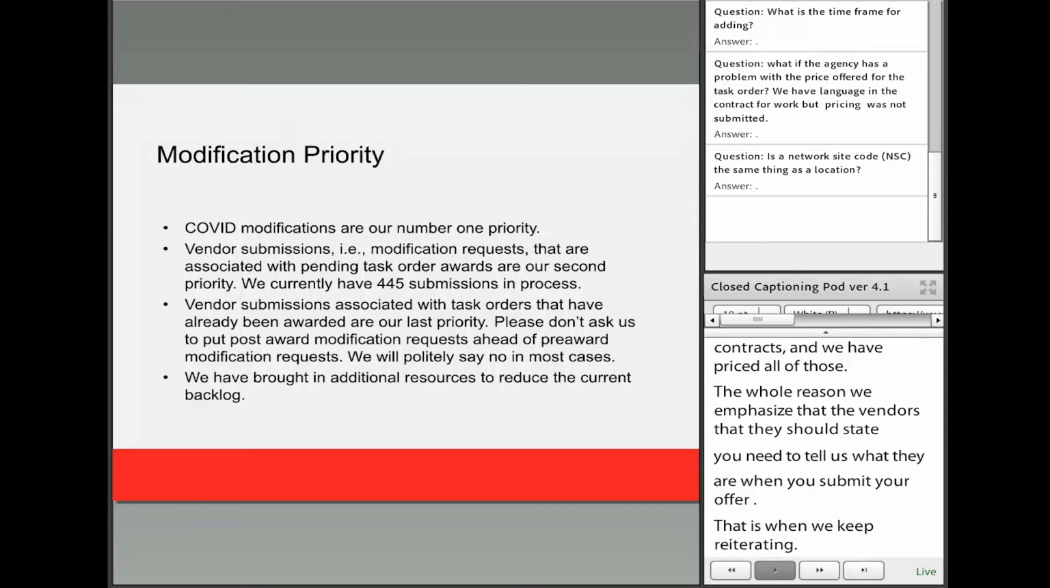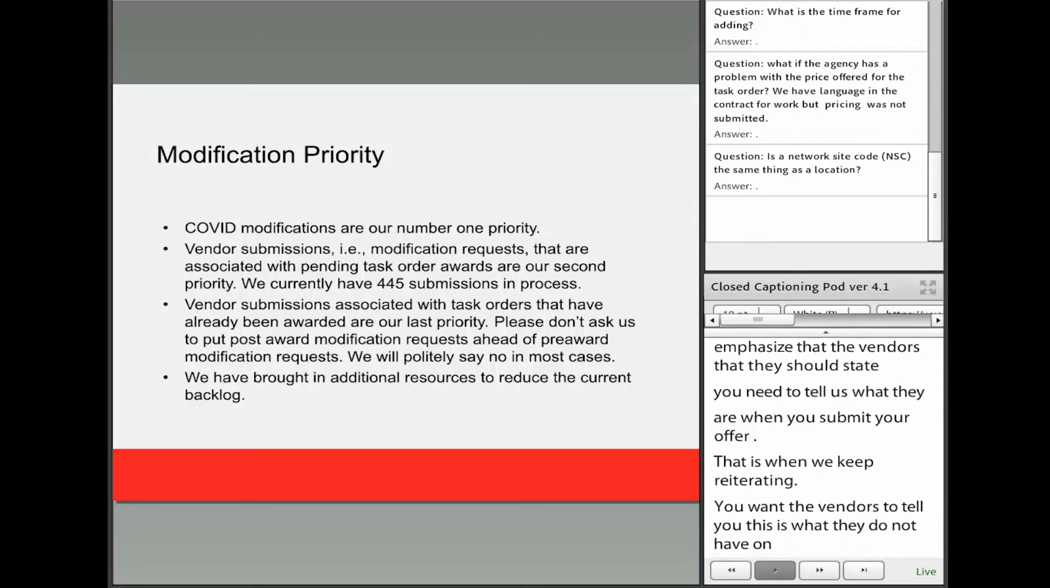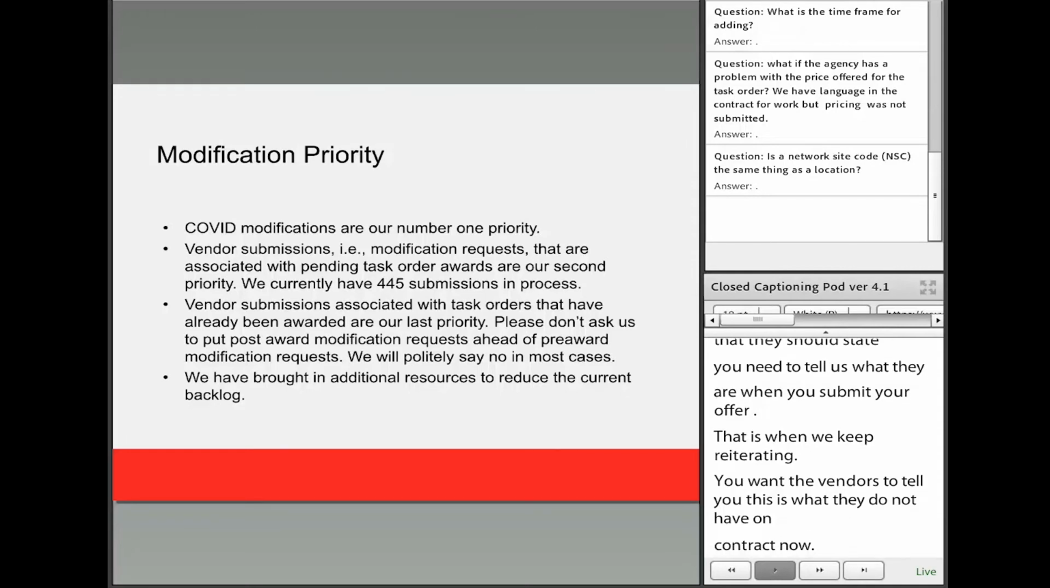Your job is to simply confirm with us that all the modifications the vendors have submitted have been processed before you make that task order award. And really, the language in G325 puts a lot of that responsibility right back on the vendor as well. They can't accept that task order unless all the mods have been processed, and everything has been priced.